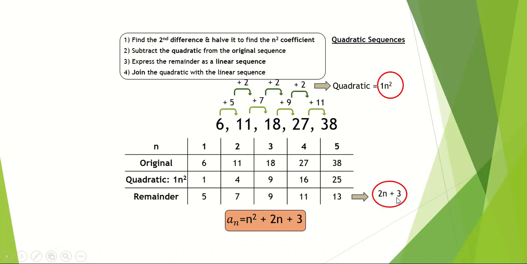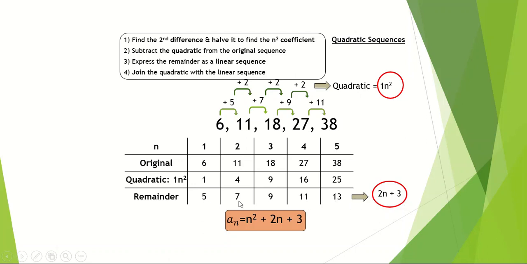Note that to get 2n plus 3 here, try to get the first difference. It is 2. Then 2 times the position for this one. For this term, it's the first position. So 2 times 1 is 2. But your original term is 5. So you have to add 3.